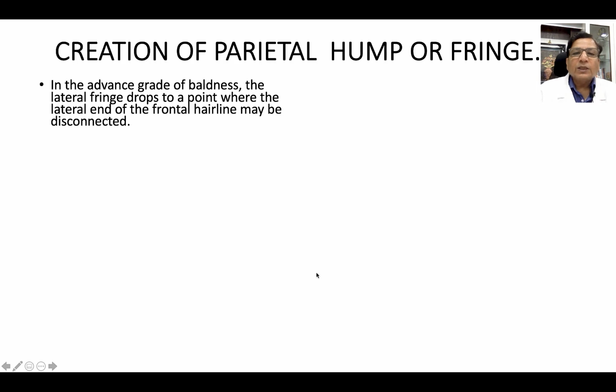Now the creation of the parietal hump or the fringe. Let's understand this. In the advanced grades of baldness, the lateral fringe drops to a point where the lateral end of the frontal hairline may be disconnected like this.